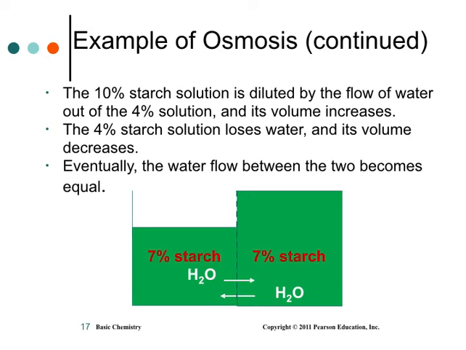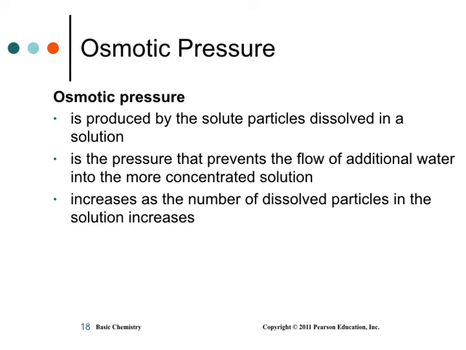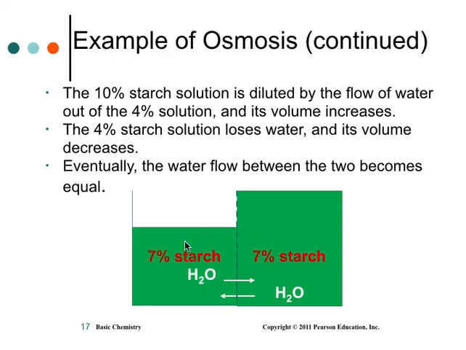The pressure that's being shoved down because this water's piled up essentially is called osmotic pressure. It's produced by the solute particles dissolved in a solution, and it's the pressure that prevents the flow of additional water. Eventually, there's the same concentration of water on both sides, even though they're at two different levels, because the water comes in and out and in and out.